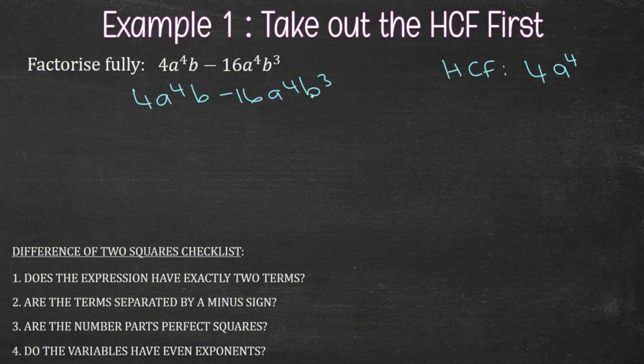Now let's look at B. Yes, there's a B here and a B here, so I can write B down. And now let's look at the exponents. Here we've got b to the power of 1 and b cubed. 1 is the smallest, so I can just leave that. And this is my HCF.